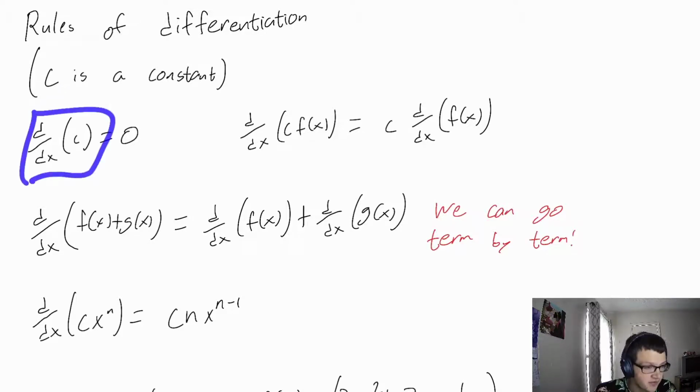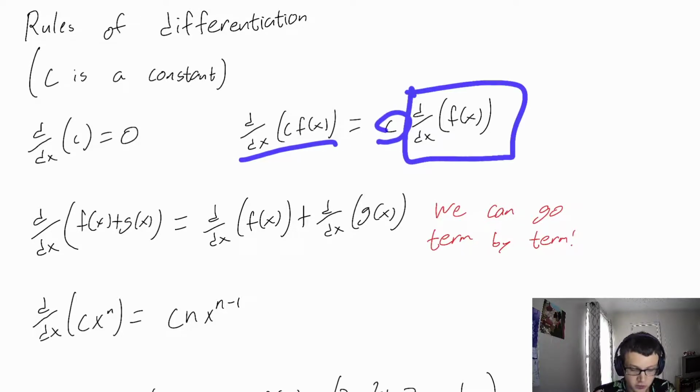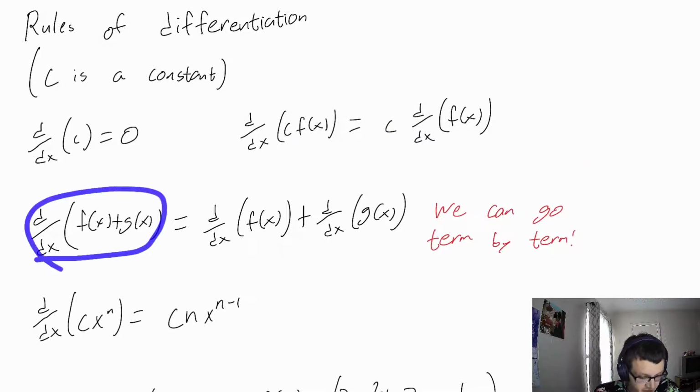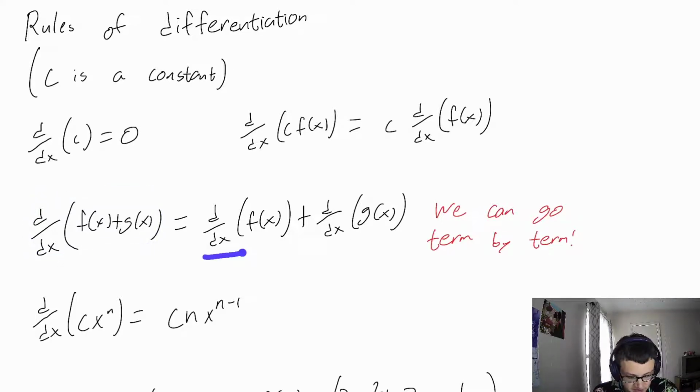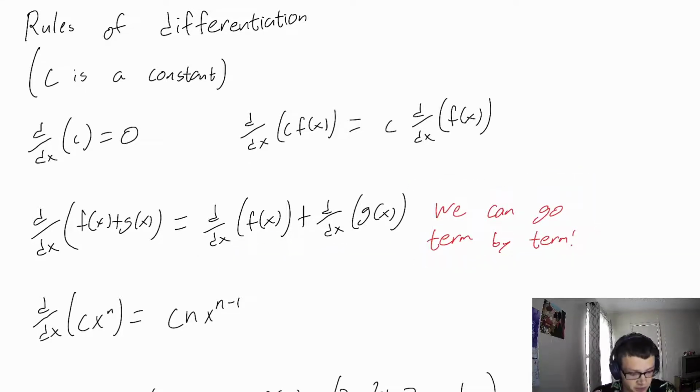The derivative of a constant is 0. If we have a constant times a function, then the derivative of that constant times a function is the same as the constant times the derivative of that function. We can factor a constant out of differentiation. Differentiation distributes over addition, so the derivative of f plus g is the derivative of f plus the derivative of g, which is nice. This means we can go term by term when differentiating.